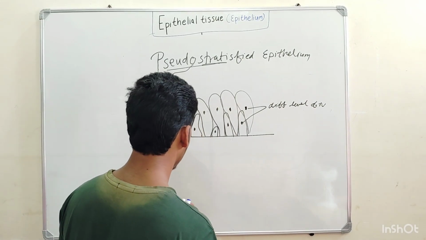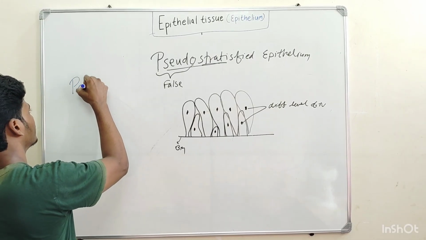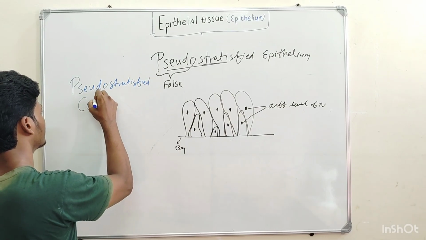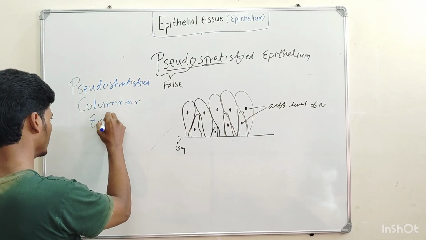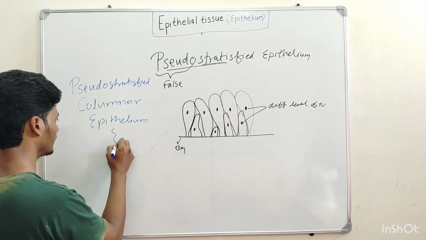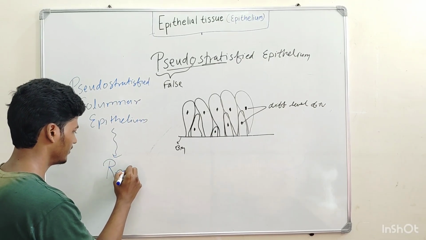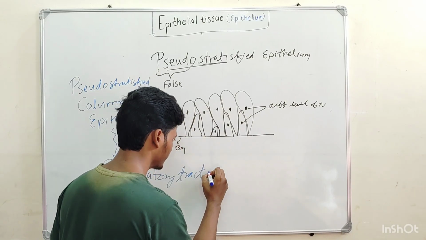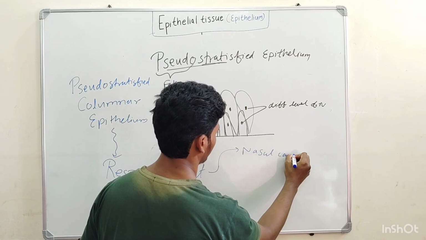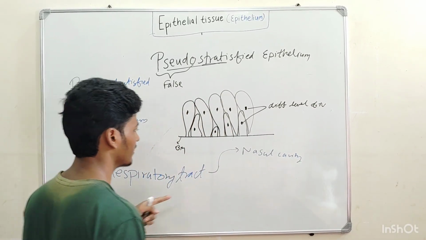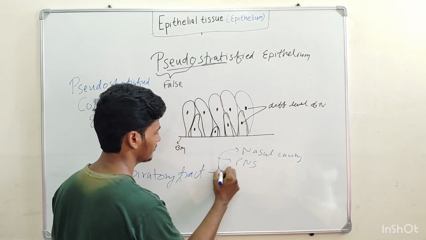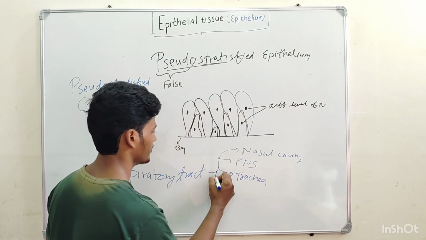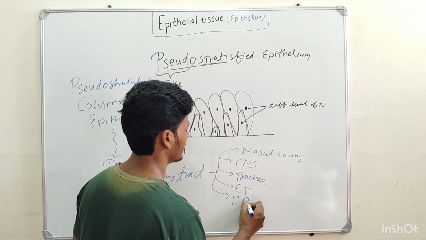And let's talk about its example also. The pseudo stratified columnar epithelium is present on the lining of the respiratory tract, nasal cavity, paranasal sinus, trachea, eustachian tube, and primary bronchi.